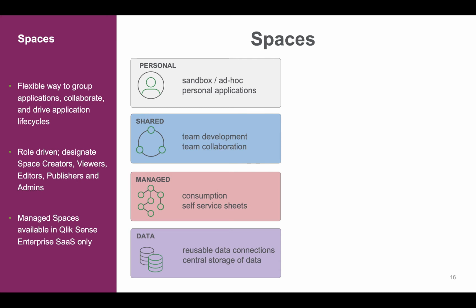Spaces are a flexible way of grouping these applications to do things like collaboration or drive application life cycles. And the spaces themselves are governed by different roles, and so you can designate things like space creators and viewers and editors and publishers and administrators. And there are different types of spaces. The first space we'll look at is something that's called the personal space. As the name implies, every user gets a personal space, and this is an area in which users can do things like sandbox activities or ad hoc activities. Anything that they do in this space is kept to themselves.